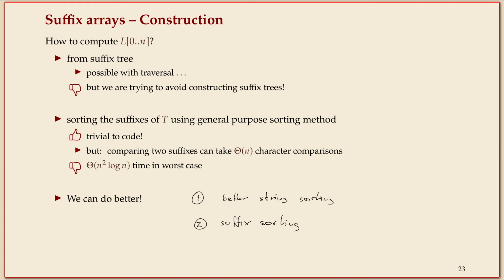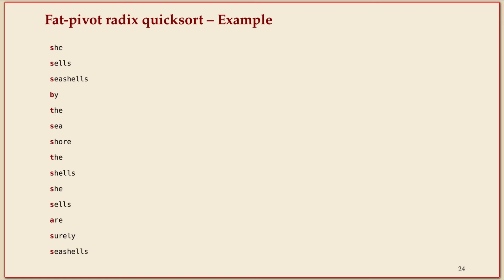And if you have to sort strings in general, use the next method. It's almost always pretty good. The method is called fat pivot radix quicksort. That's a mouthful. But let's just do an example and you'll see what it is like.